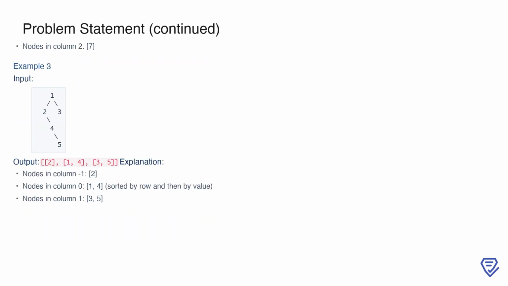Another example demonstrates a slightly more complex tree. Here, the root node 1 has two children, 2 on the left and 3 on the right. Each of these children also has two children, forming a complete binary tree. For this tree, column -2 contains 4, column -1 contains 2, column 0 contains 1, 5, 6, again sorted by row and then by value, column 1 contains 3, and column 2 contains 7. The resulting vertical order traversal is [[4],[2],[1,5,6],[3],[7]]. This example highlights how nodes are grouped and sorted within each column.